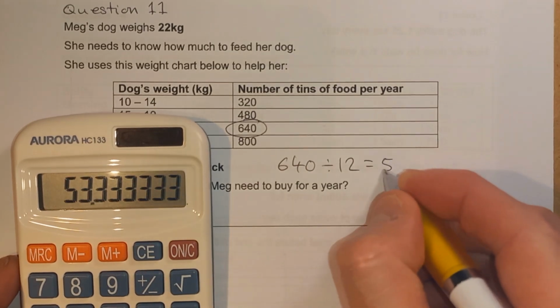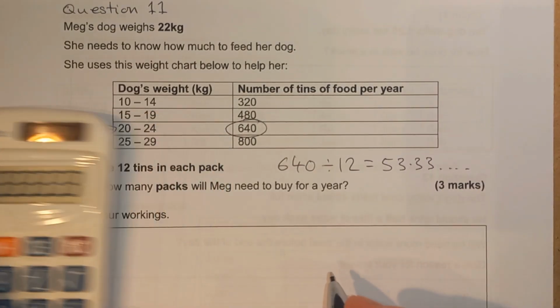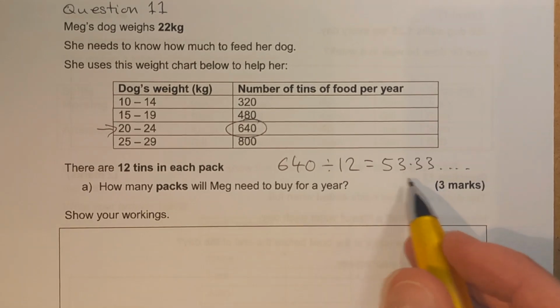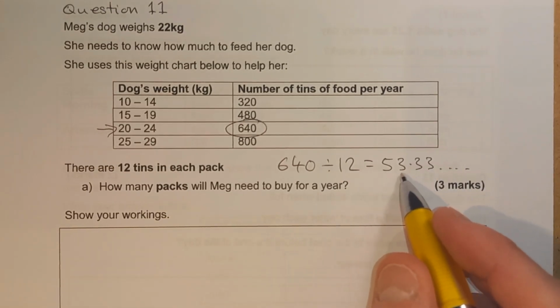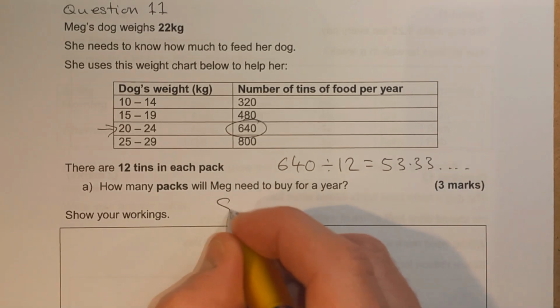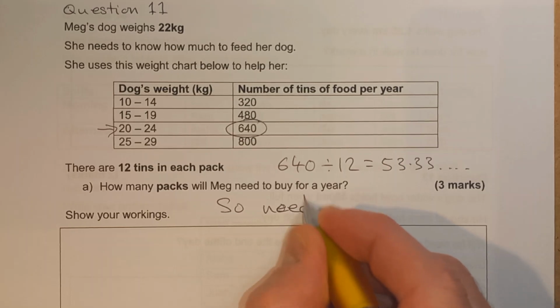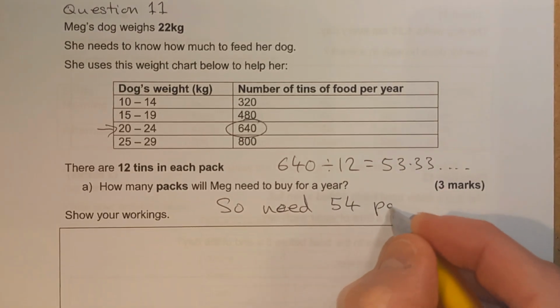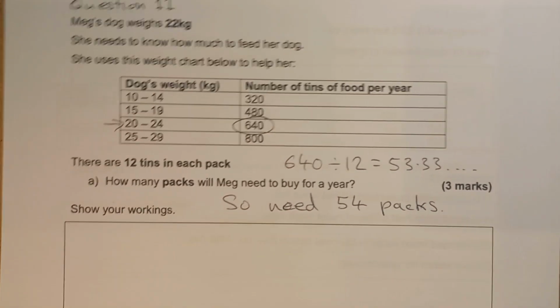So if we do that, we get 53.33. That keeps going, or recurring. Okay, now, but how many packs? We can't buy 0.333 of a pack. If we only buy 53 packs, that's not enough. So we're going to need to buy the next whole number, which will be 54 packs. And we'll just have a bit more than we need.